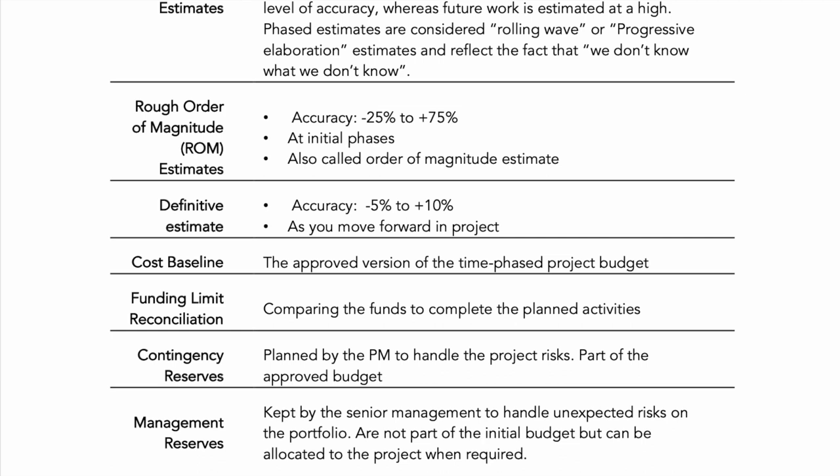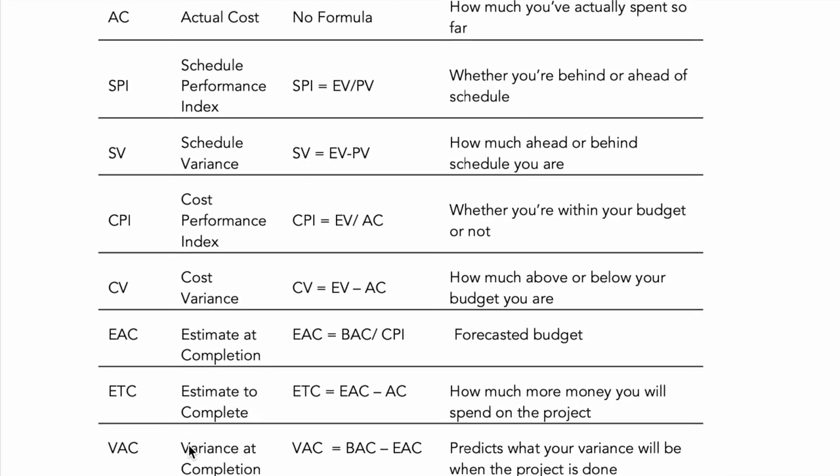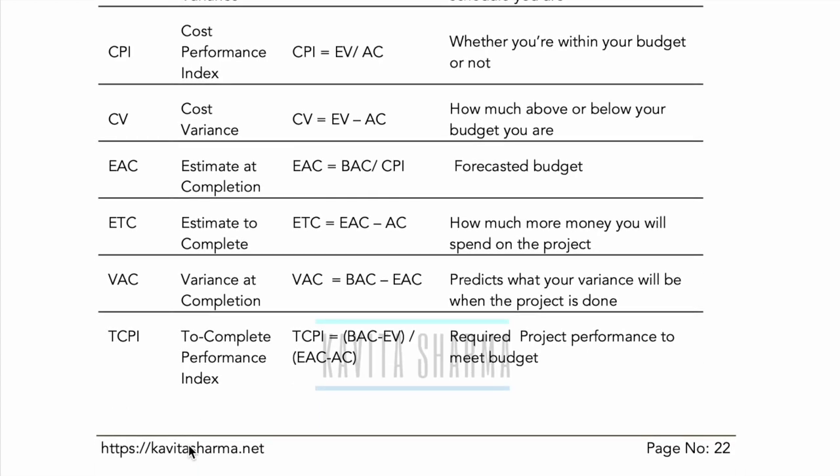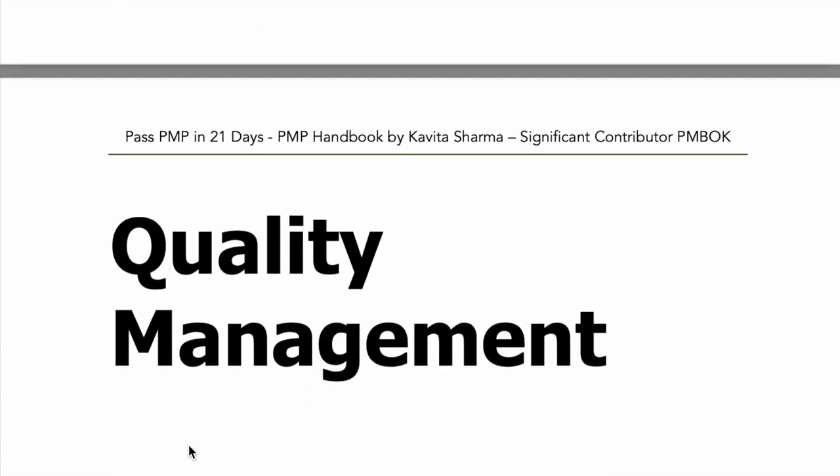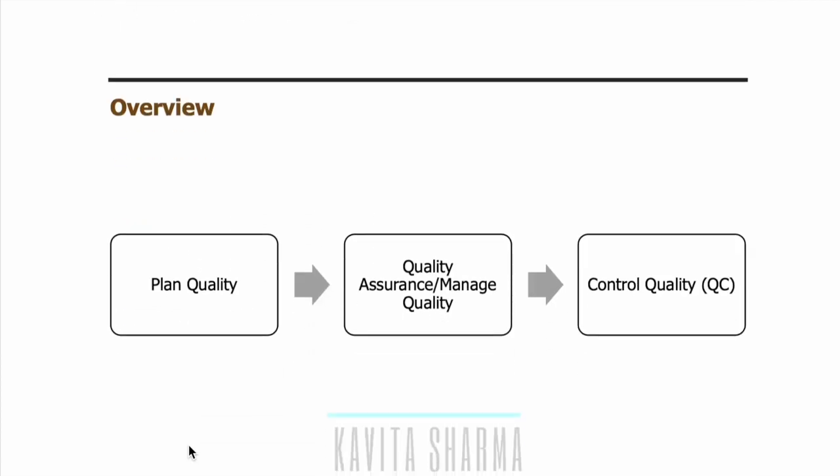You know what a phased estimate is for the phases. A rough order of magnitude estimate is used in the initial phases, top down. They are also called ROM estimates. Definitive estimates: as we move forward in the project, we become better at estimation, so accuracy is minus 5 to plus 10. Remember the ranges here. Cost baseline is the approved budget, approved and agreed. Funding limit reconciliation, you guys know. Contingency reserves, management reserves, we discussed this a lot. These are the formulas. Just remember the formulas. This will help you with the questions.